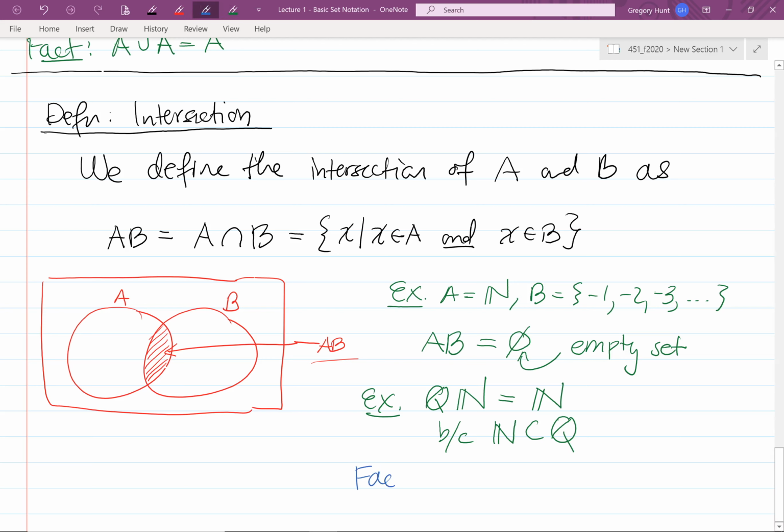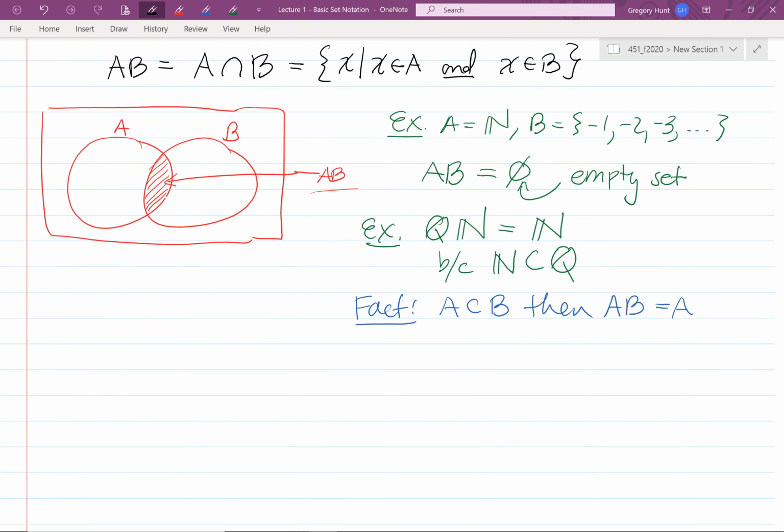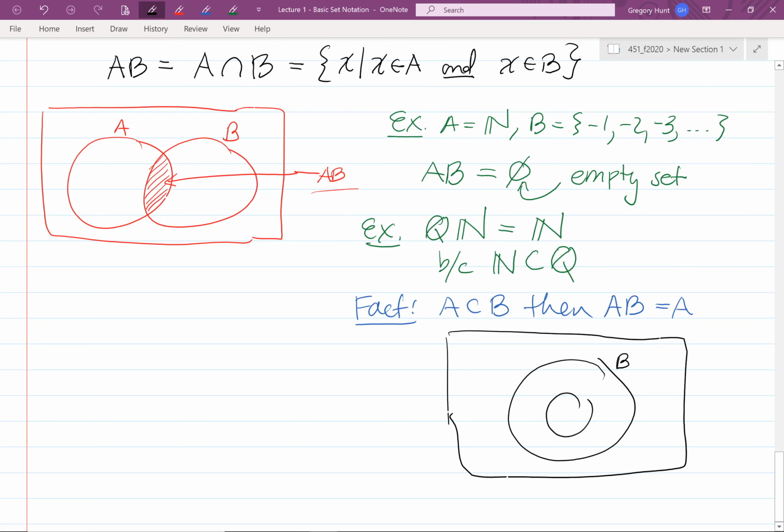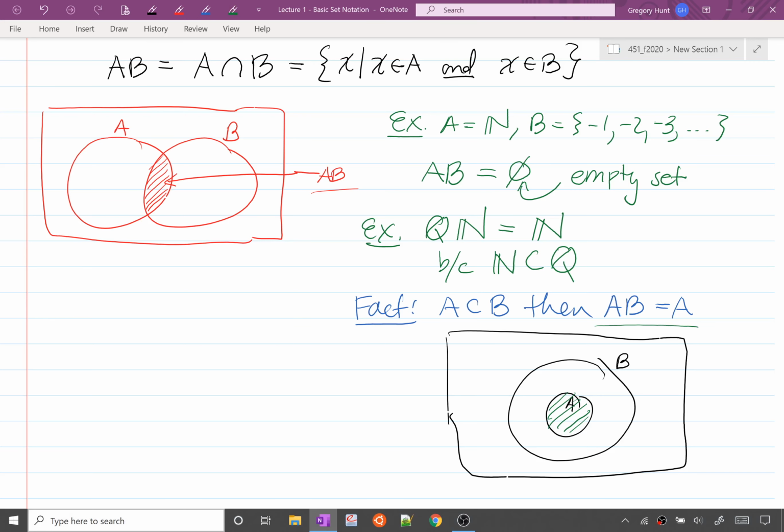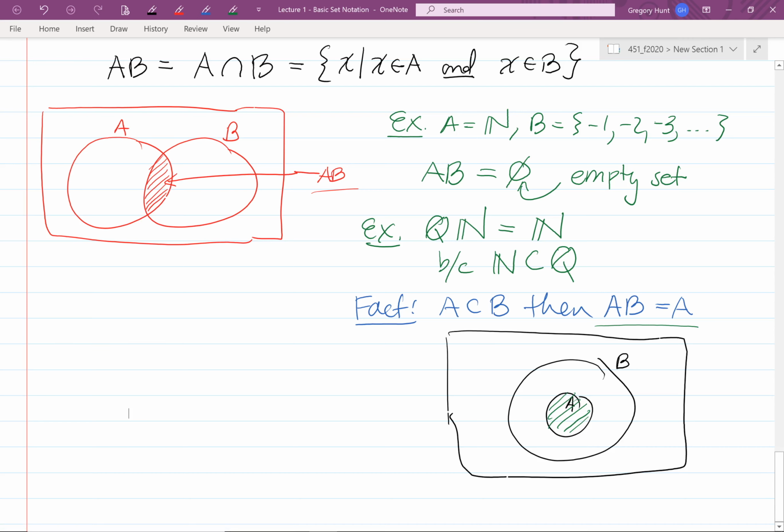And again, there's a more general fact or theorem that if A is a subset of B, then the intersection AB gives us the smaller set, A. And the little picture that you should have in your mind for this fact is: here is my bigger set B, here is my smaller set A. Intersection is all the places that these two sets overlap. They overlap identically with the smaller set, and so that's what we get when we take the intersection of two sets like this. Okay, so these are the two basic set operations, union and intersection, and we're going to be using them quite a lot.